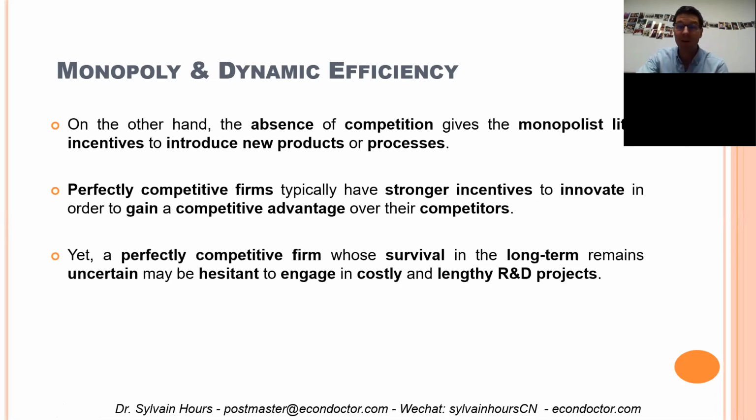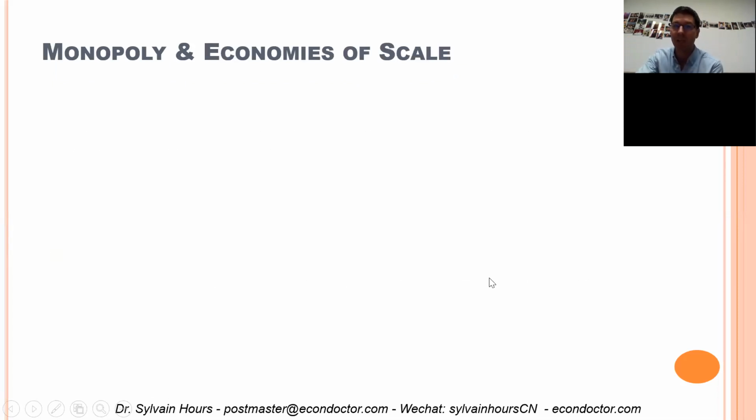Okay, but again, perfectly competitive firms have a questionable survival in the long run, so they may be hesitant to engage in costly and lengthy research and development projects. So yeah, it's difficult to tell whether or not a monopolist is more or less likely to achieve dynamic efficiency than a perfectly competitive firm.